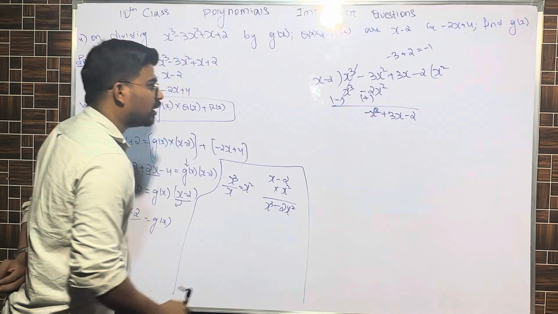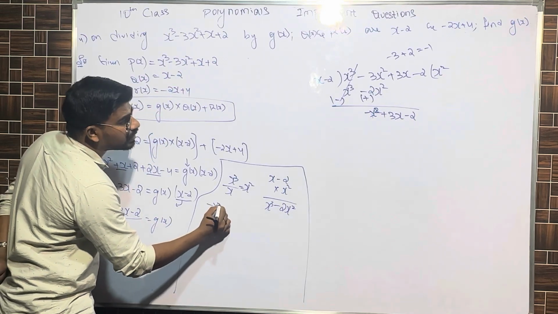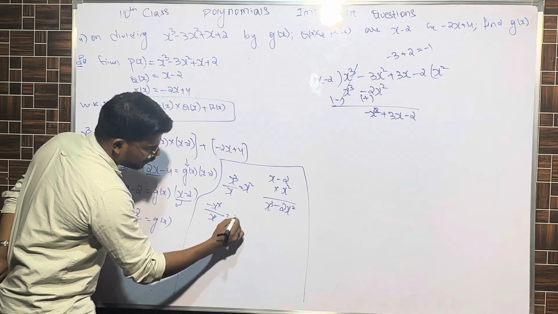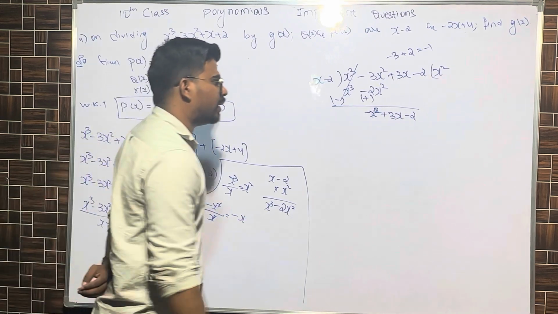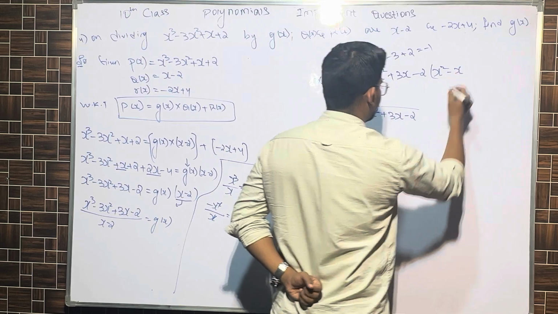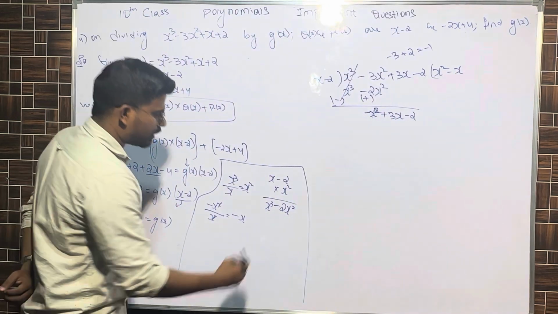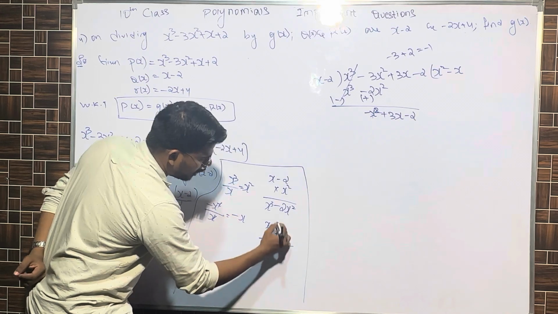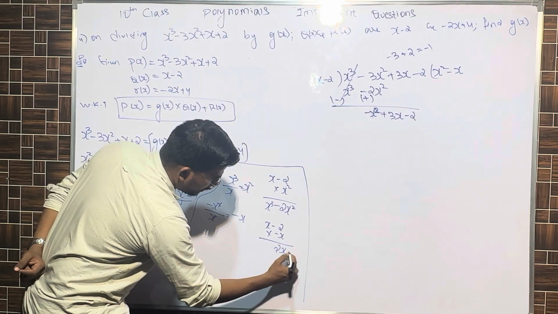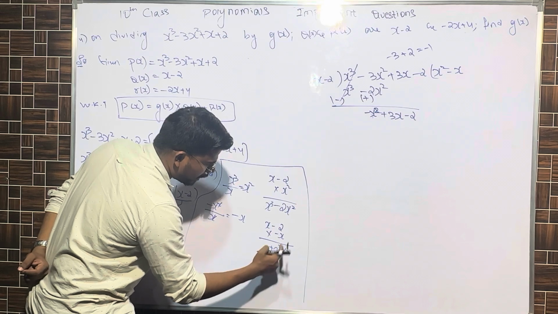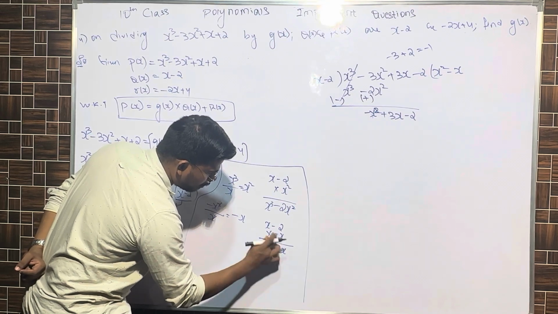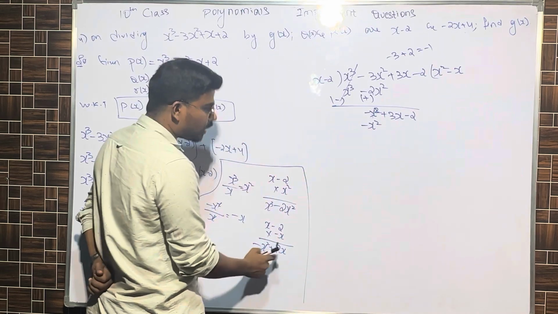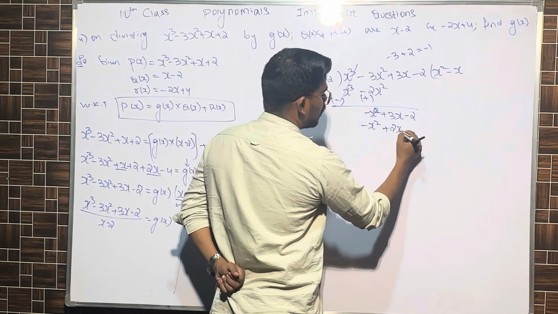Same story here again. First term is minus x square divided by first term here, it is x. It becomes minus x in the quotient. Write minus x over here. Multiply x minus 2 by minus x. x into 2, 2x. Minus into minus, plus. x into x, x square. Minus into plus, minus. So, it is minus x square plus 2x.